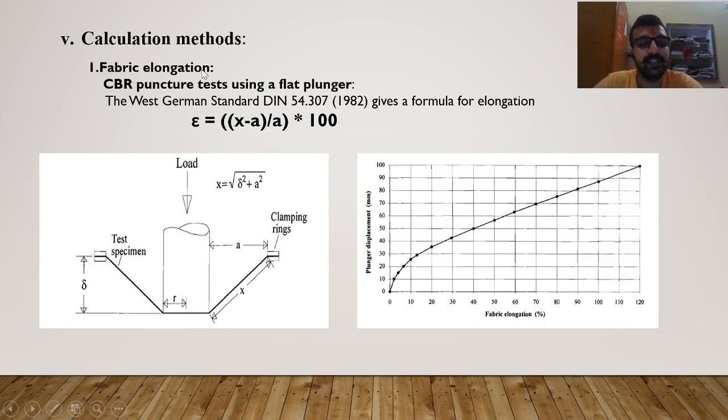Here the fabric elongation is being calculated by using this formula, which is given by Western German. In this equation, A is the actual length from puncture to the clamp ring, and X is the elongated length. Now we will be finding the elongation rate by the change in elongation divided by the actual length of the specimen. And here is the graph between the plunger displacement and the fabric elongation.